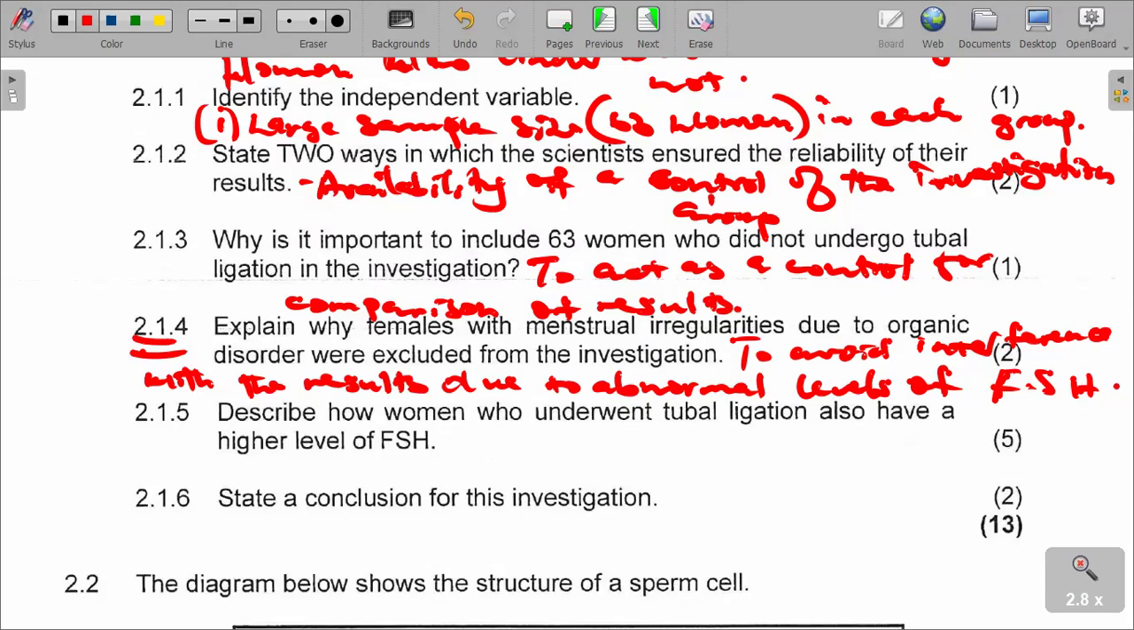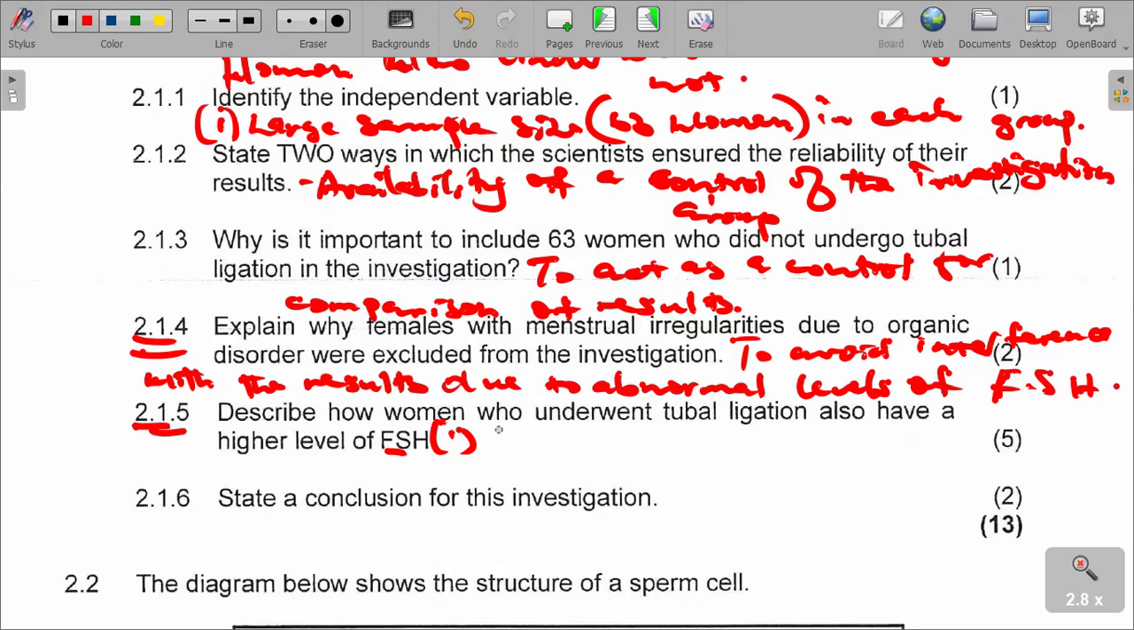Question 2.15: describe how women who underwent tubal ligation also have higher levels of follicle stimulating hormone. So one, we are saying the tubal ligation interrupts the normal function of the ovaries or affects the hormonal regulation.